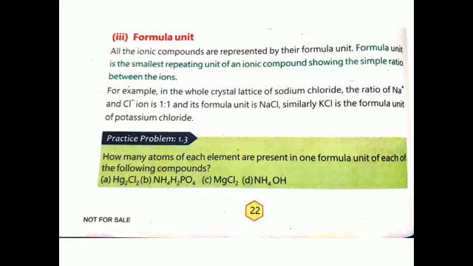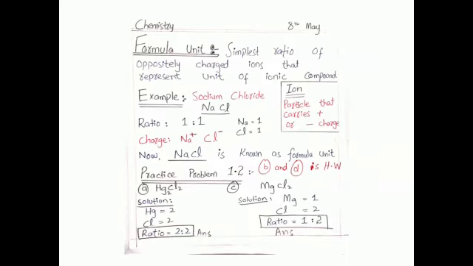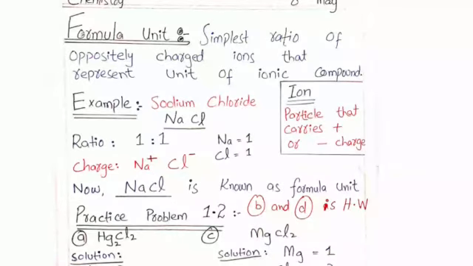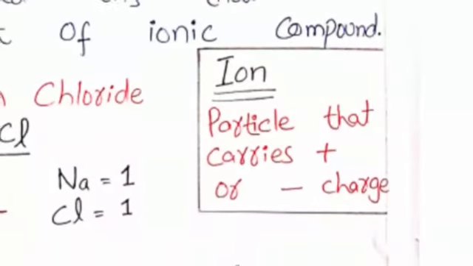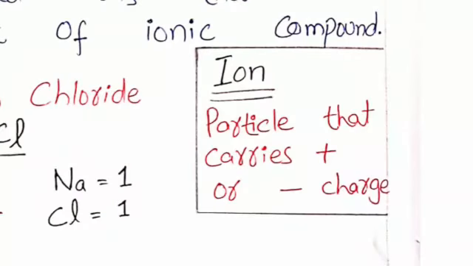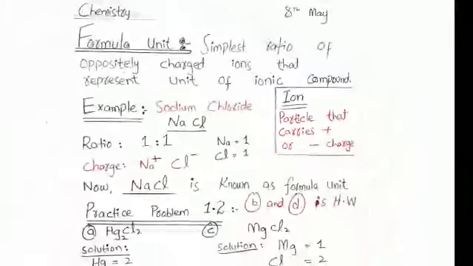Formula unit. Before starting today's lecture, we have to understand this topic given on book page number 22, formula unit. Formula unit is the simplest ratio of oppositely charged ions that represents a unit of an ionic compound. First of all, we are going to define ion. An ion is a particle that carries a positive or negative charge, meaning it has either a positive or negative charge.